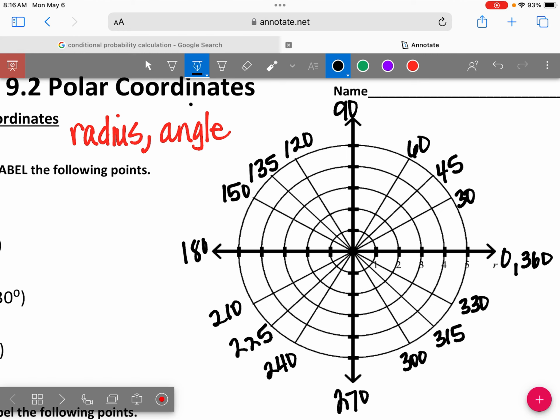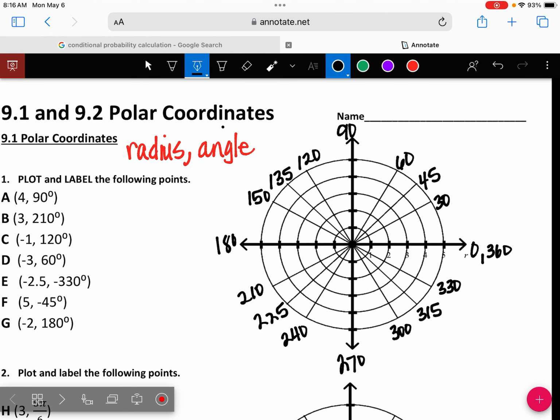Okay, so the first ordered point we have is at (4, 90). So this means I'm going to find my angle of 90. And this 4 is the radius, which means it's the fourth ring from the center. So this is my radius. So 1, 2, 3, 4. So right here where you see my laser, that's where that ordered pair would be. This is point A. Point B, you're going to find 210. Go out to the third ring. That's point B.